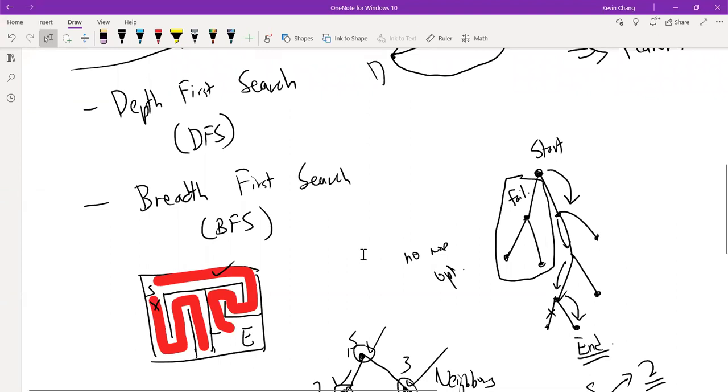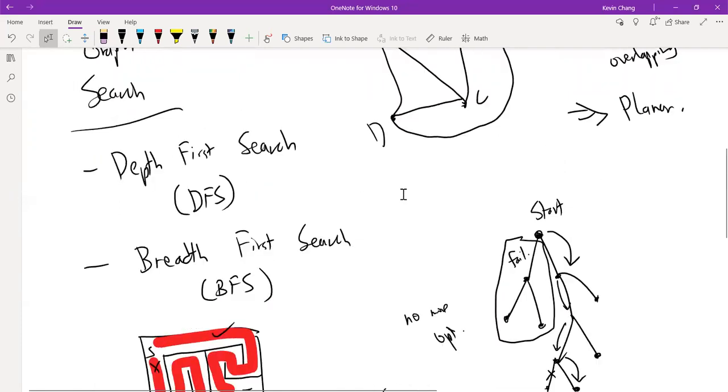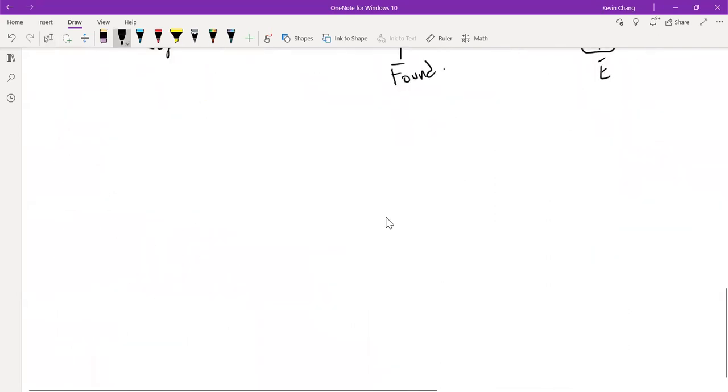So it should be obvious that in both worst case scenarios, we have to search the entire graph and traverse it all, like move through the entire graph in order to find our vertex. That's the worst case. So let's look at the time complexity of these two algorithms.